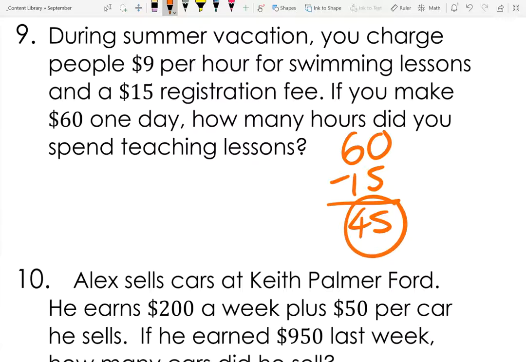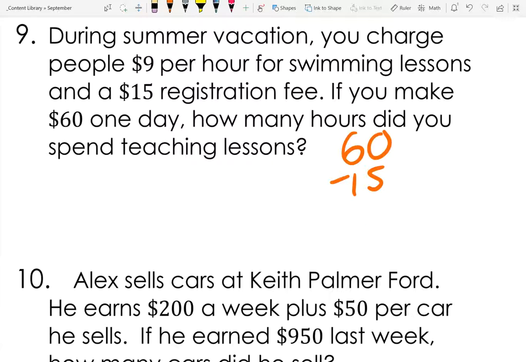$45 is what's left over from the hourly rate, right? So since it's $9 per hour, if you take that $45 and divide it by the $9 you're getting per hour, that'll tell you how many hours you spent working. So that's one way to think about it.